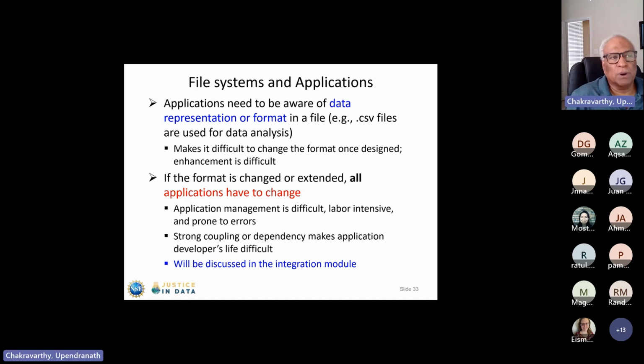This is the biggest problem we have in the software industry. We don't want one change affecting so much. If the format is changed, all applications have to change. Application management is difficult, labor intensive, and prone to errors. So there is a very strong coupling or dependency between the application and the storage form, which makes developers' life difficult. We will discuss this again in the integration module, the different ways to work on this.